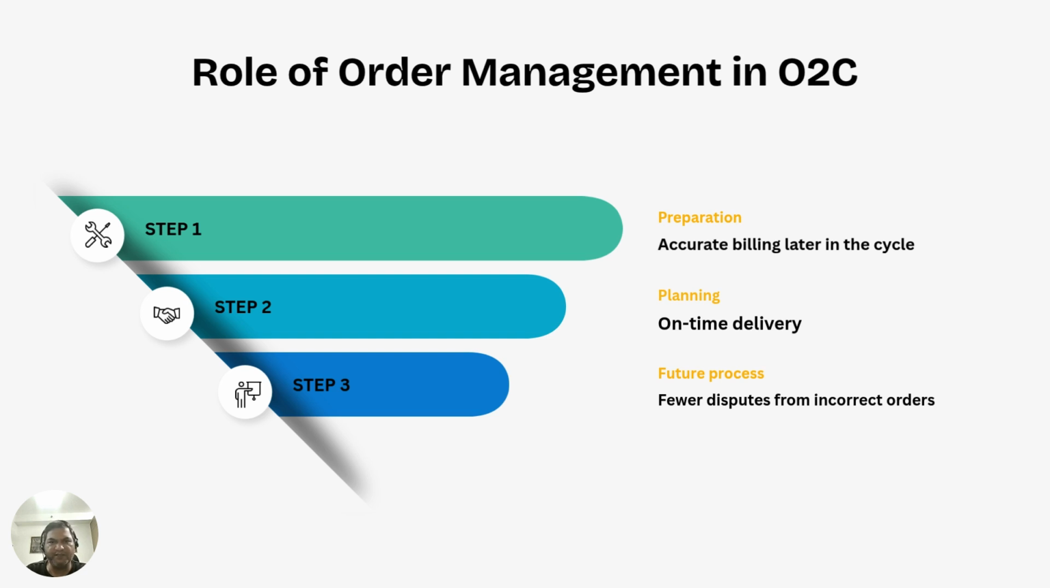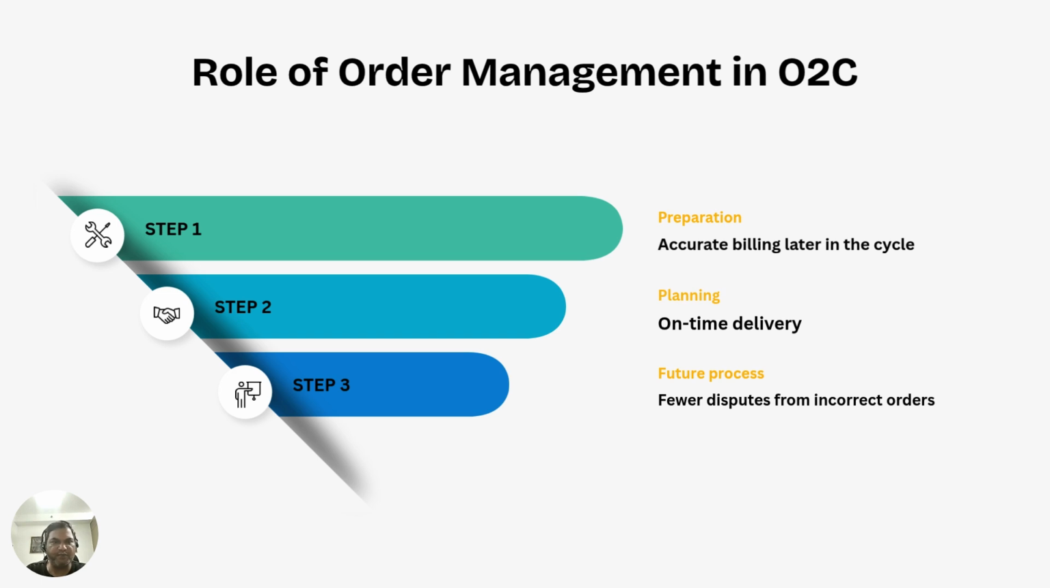The second step is planning, which means you received an order, and then you have to plan your delivery on time. Timely delivery is also one of the critical parts of the order management cycle. Then future purchases, fewer disputes from incorrect orders, which means the better your order management process is, the more likely it is that the customer will come back to you in future.